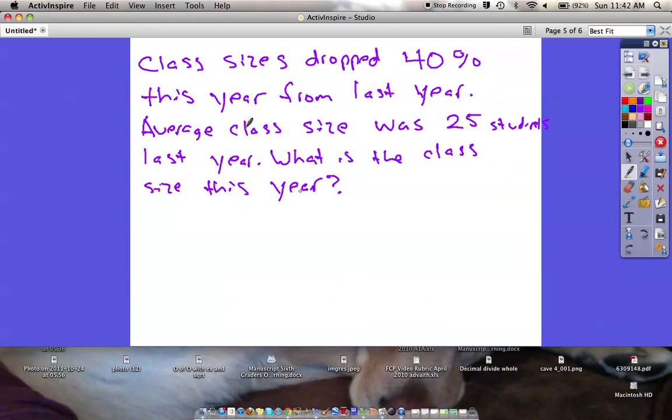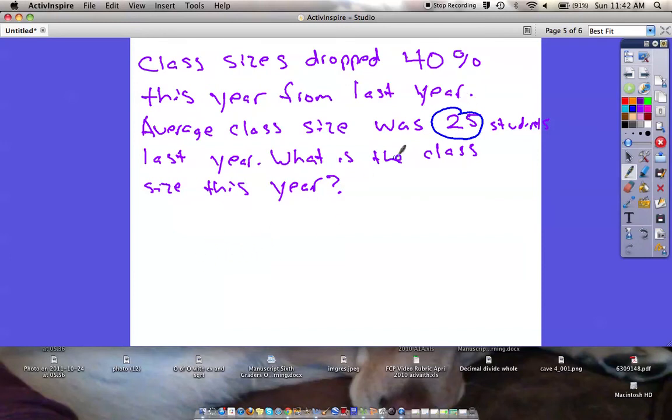Next question. It says class sizes dropped 40% this year from last year. So a class size, I mean like an average class size that you would see at Grundy Center schools. Okay, this isn't true, but it's just a question that I came up with here. So class sizes dropped 40%. The average class size was 25 students last year. I want to know, what is the class size this year? So last year it was 25 kids. We know that it dropped this much, so we need to figure out what this much is so we can drop it that much to see where we're at now.